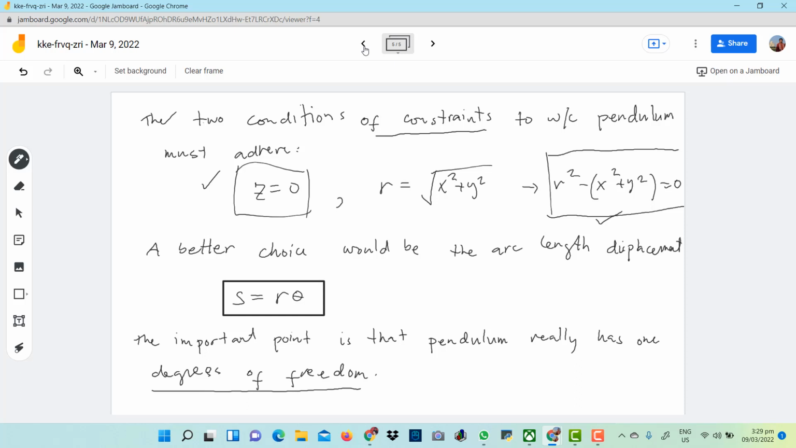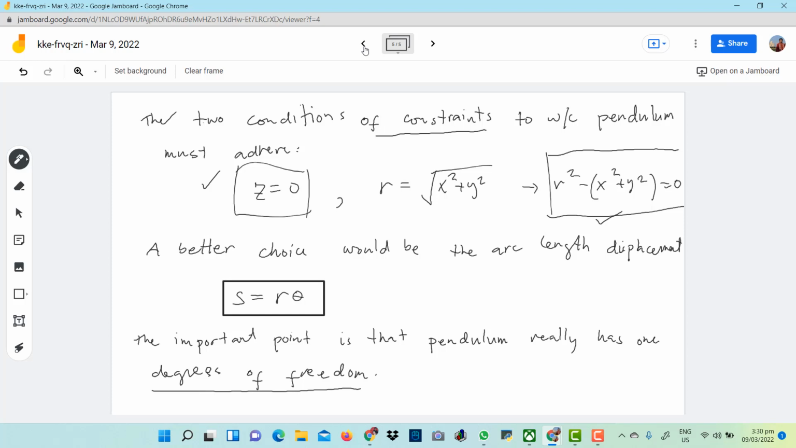So in this case, the pendulum has only one degree of freedom. The question is, what is that one degree of freedom? Let's look. R is fixed, right? The radius R is fixed. So when you change theta, the arc length will also change. So in this case, it has only 1 degree of freedom, and that degree of freedom is in terms of theta. Meaning, the motion of your pendulum is based only on theta. If theta changes, the position of your pendulum changes. Right? So, only one degree of freedom.